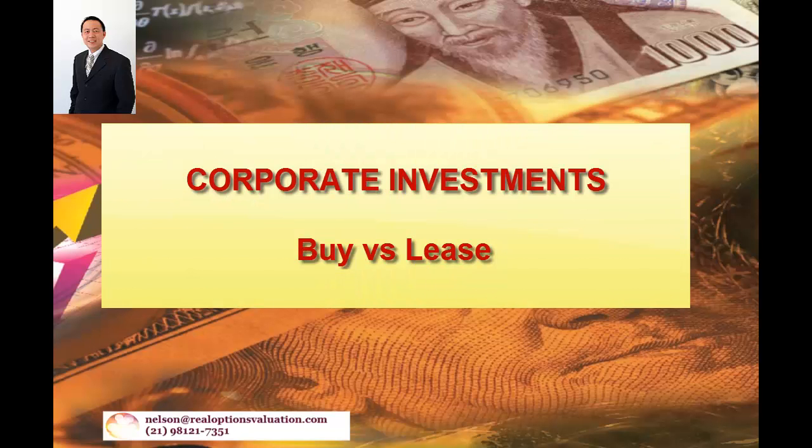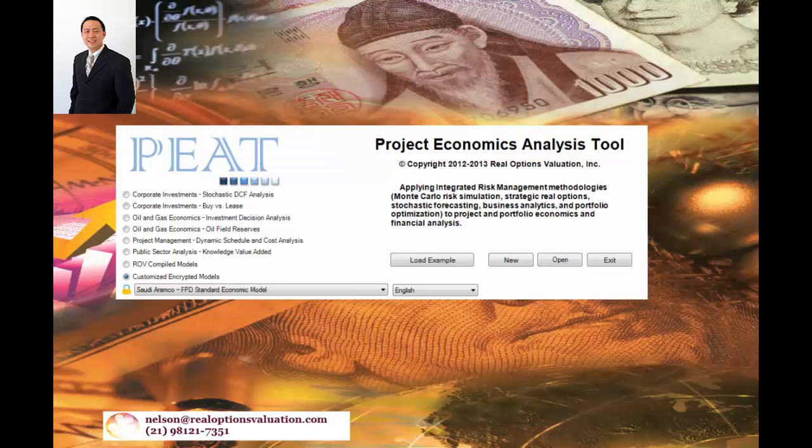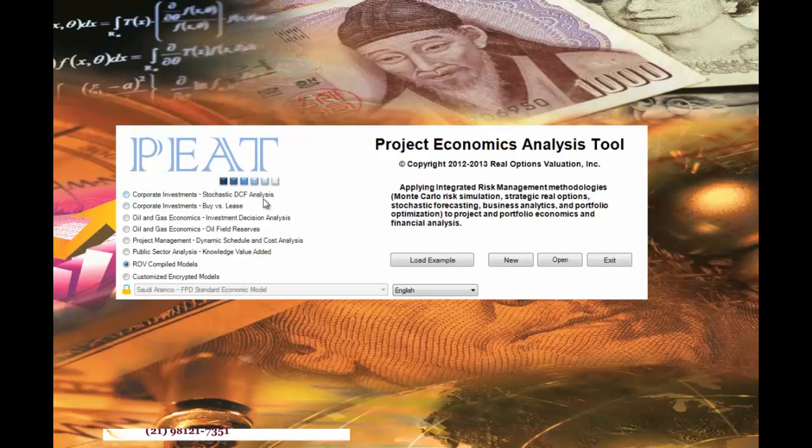We are continually adding additional PEAT modules and functionalities. For version 2013B, what you see when you start PEAT, Project Economic Analysis Tool, are some of the most commonly used modules. For instance, stochastic DCF or discounted cash flow analysis. You've seen that through various videos prior to this. There are also a couple of other modules that I can walk you through relatively briefly.